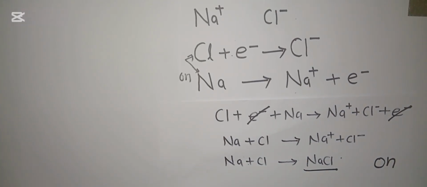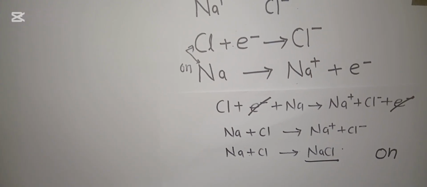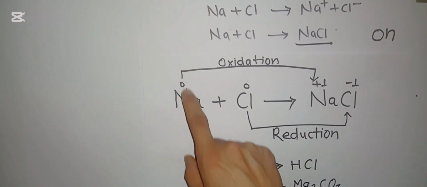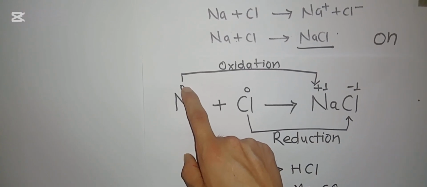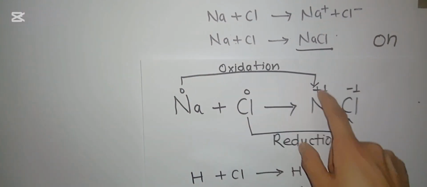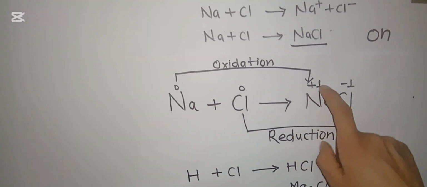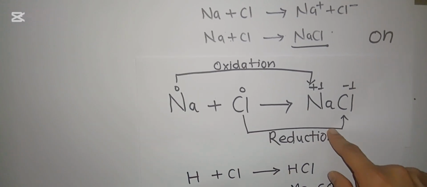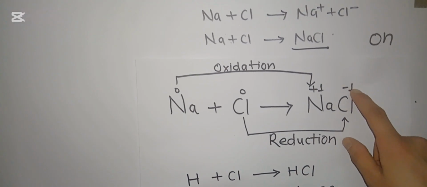At last we get this reaction. Sodium, initially at zero oxidation number, loses an electron and goes to oxidation number plus 1, and chlorine, initially at zero oxidation number, goes into reduction and gains an electron, so its charge is minus 1.